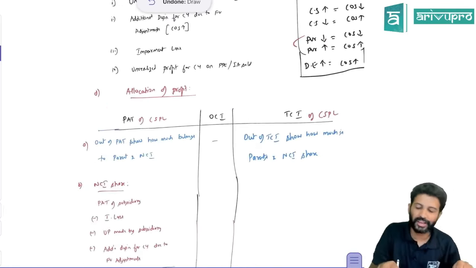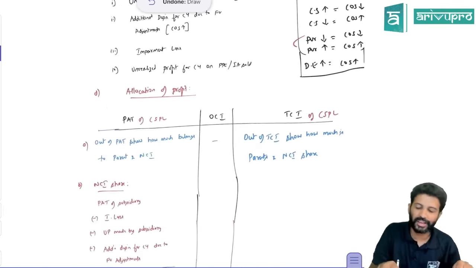So what is the requirement is, out of PAT, you prepare consolidated SPL. Out of this profit after tax of consolidated SPL, you need to tell how much belongs to parent and how much belongs to NCI. Parent and NCI share separately you need to show. Similarly, out of this total comprehensive income, if let's say total comprehensive income is 1 lakh, out of this 1 lakh, how much belongs to parent, how much belongs to NCI, you need to show. Okay. How do you get NCI share?